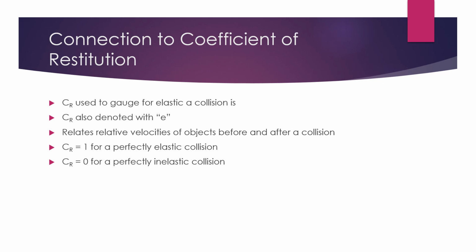The coefficient of restitution, CR, is a way to gauge just how elastic or inelastic a collision is. The coefficient of restitution can also be denoted with the letter E. It relates the relative velocities of objects before and after a collision. A perfectly elastic collision will have a CR of 1, and a perfectly inelastic collision will have a CR of 0.